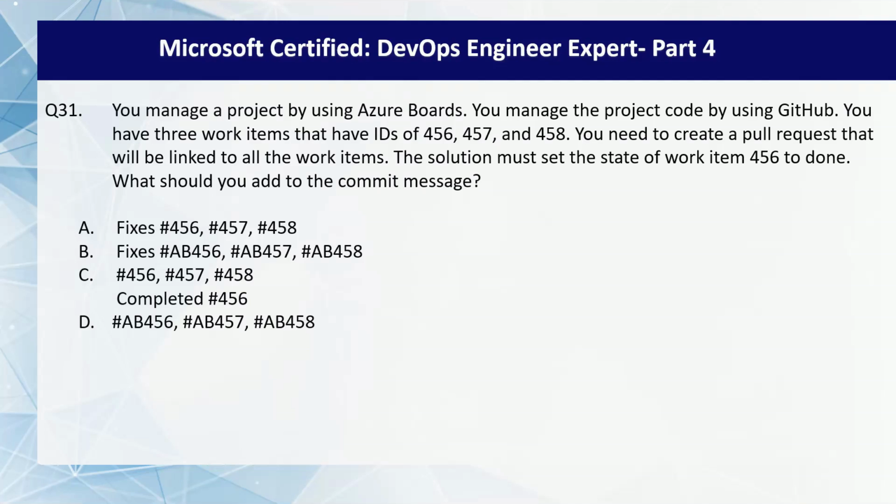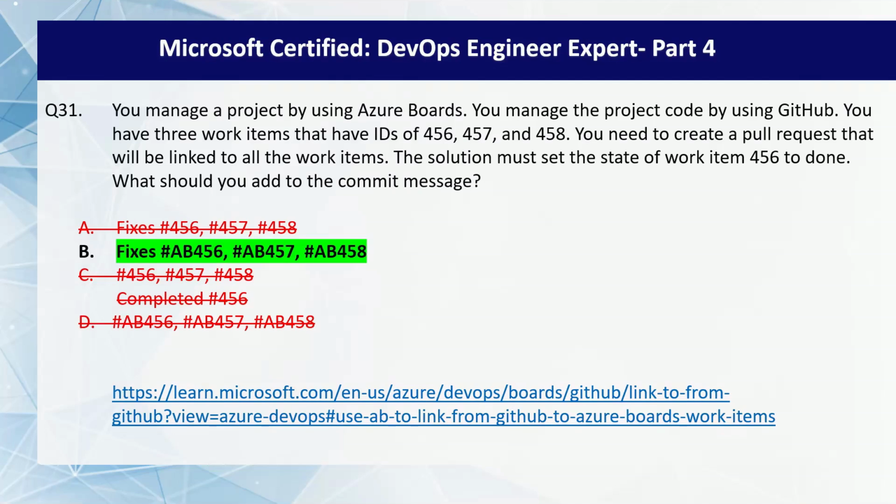Now, folks, first thing to note is you need to use AB# to link from GitHub to Azure Boards work items, which means you can rule out option A and option C. Now, the prefix fixes can be used to transition the first item to done state, which means option B is the correct choice here. Make sure to go through the link on your screen to understand other prefixes which can be used to transition the work item states.